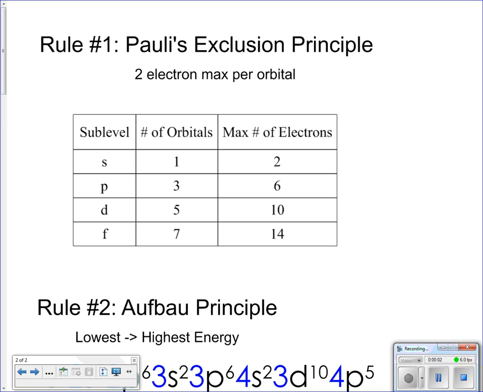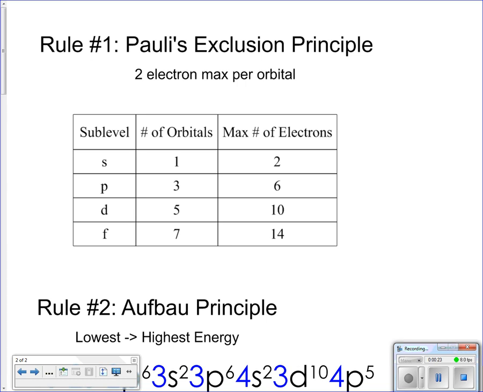Hi, today we're going to be covering electron configurations for S, P, and D blocks and orbital diagrams. So rule number one: there are 3 rules total that we'll need to learn when we're dealing with electron configurations and with orbital diagrams. The first rule is Pauli's exclusion principle, which some of you may already know.